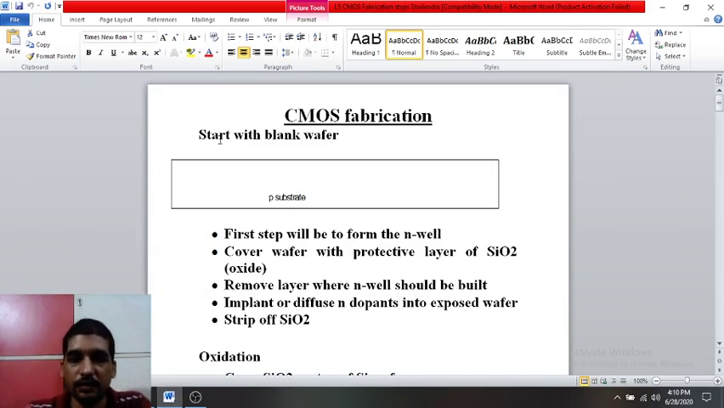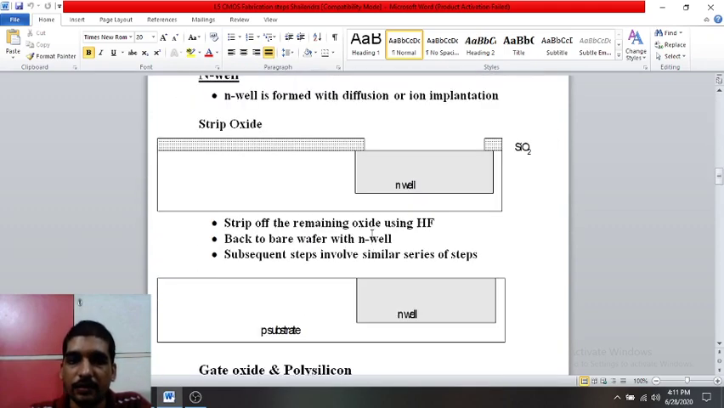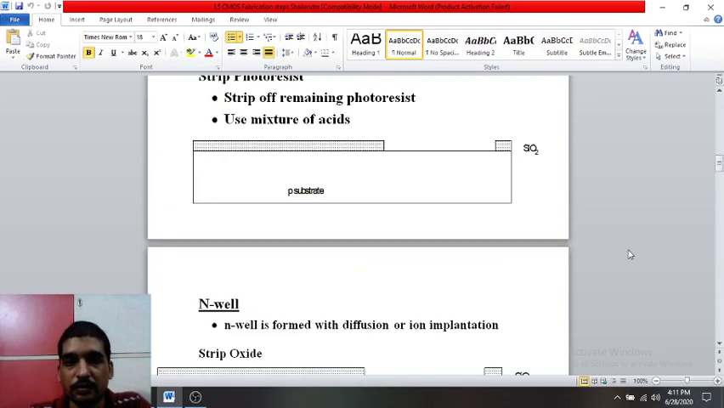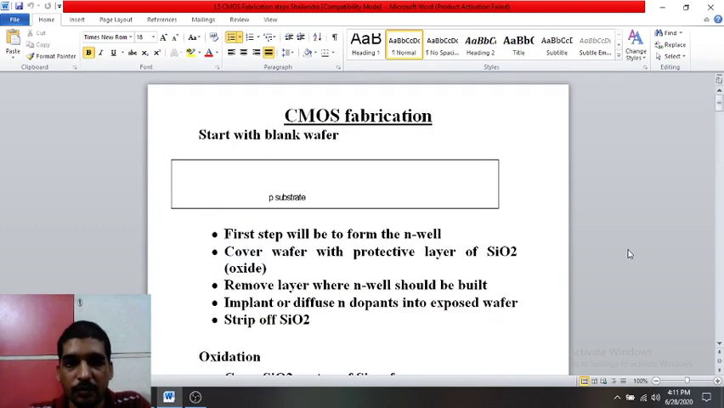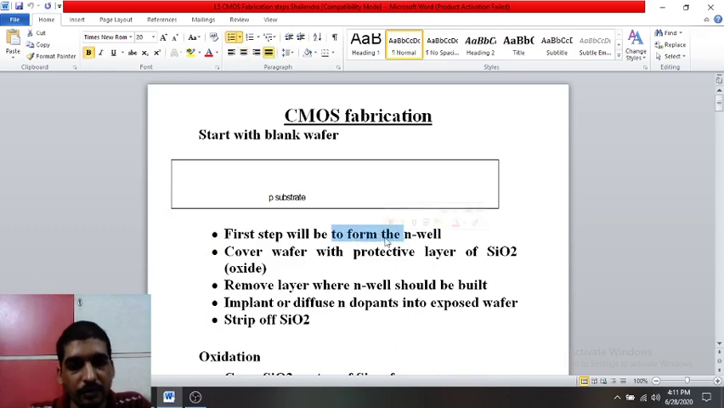The first step for CMOS application, we will start with the blank wafer, and our aim is to form the N well. That means we want to form this structure. Okay, so now from this basic P substrate to form this N well, let us see the steps. The first step is to form the N well. Now the sub steps, we will discuss.